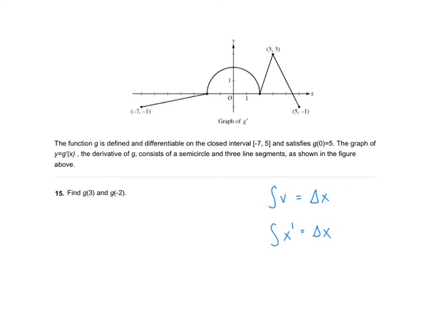So if we do the integral here of g prime, and let's say we do it from 0 to 3, this will give us the change in g, the change of the value of g from 0 to 3, and that'll help us find g at 3, because we know g of 0 is 5. So at 0, g is 5, and if we can figure out how much g changed from 0 to 3, we can just add that to 5 to figure out what g is at 3.